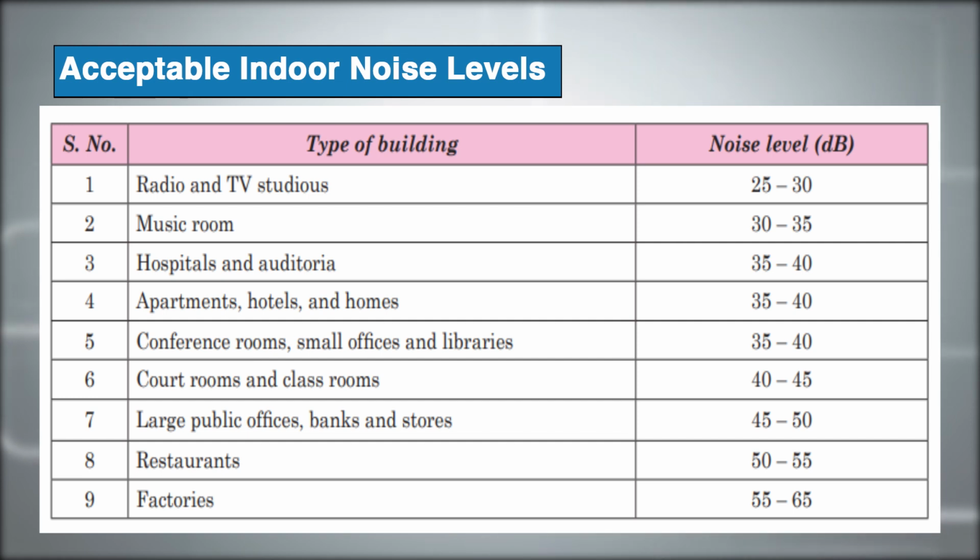If it is a music room, then the noise level will be 30 to 35 decibels. For hospitals and auditoria, the noise level would be 35 to 40 decibels. For apartments, hotels and homes, the noise level would be 35 to 40 decibels. For large public offices, banks and stores, it would be 45 to 50 decibels. For restaurants, it would be 50 to 55 decibels, whereas in factories, the noise level would be 55 to 65 decibels.